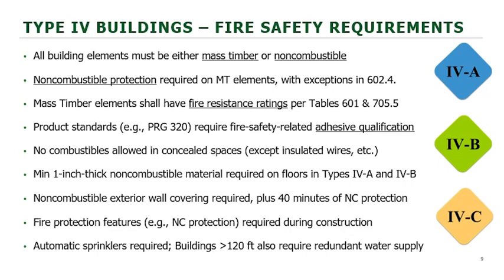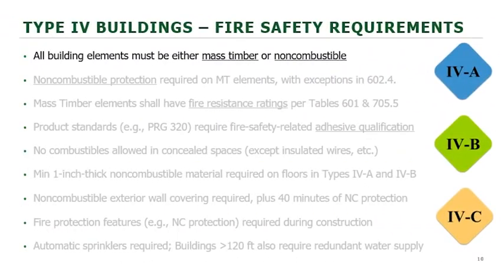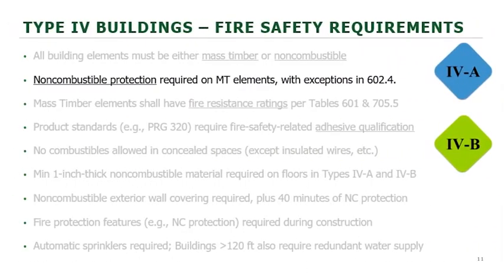For example, as I just mentioned, all of the building elements need to be either mass timber or non-combustible materials. Also, the new mass timber provisions require that mass timber elements need to be protected with non-combustible protection. That's a new defined term, as specified in Section 602.4 of the IBC. For most mass timber surfaces in Type 4B and all mass timber surfaces in Type 4A, the requirement is that 2/3 of that fire resistance needs to come from the non-combustible protection.